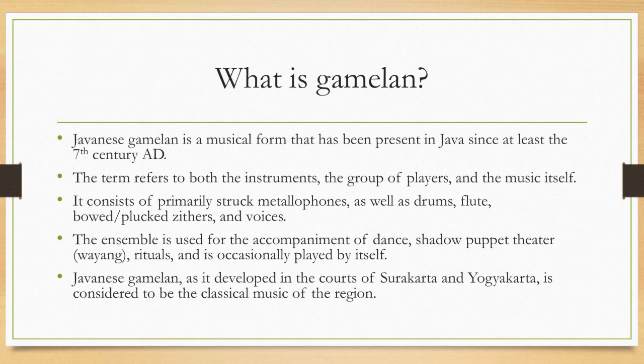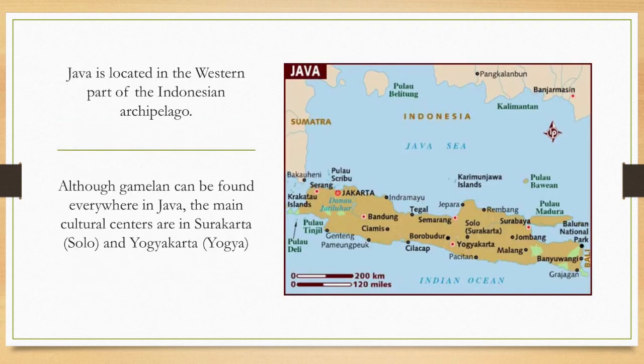And just so you know exactly where it is that we're talking about, Java, the island of Java, is one of the islands in the Indonesian archipelago. So in the western part of the Indonesian archipelago, directly in between the islands of Sumatra and Bali. So it can be found all over the place in Java, but the main cultural centers that I was talking about before are right here in Central Java, in Yogyakarta and in Surakarta, right here.